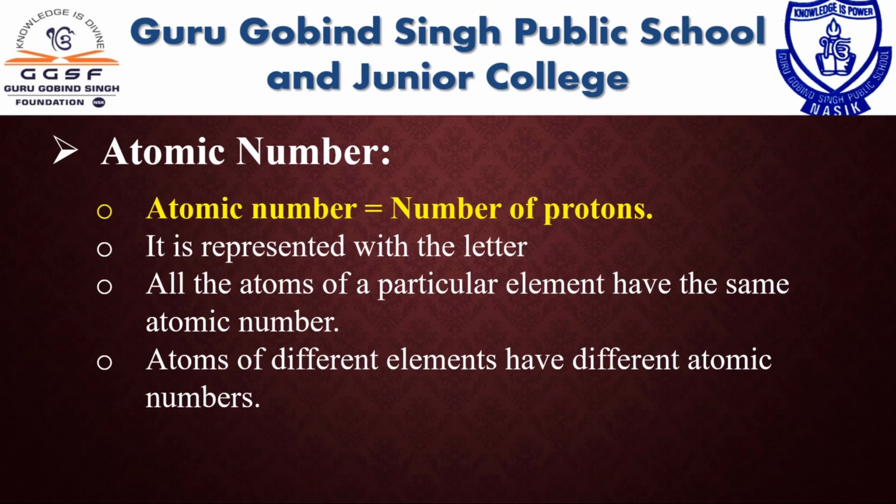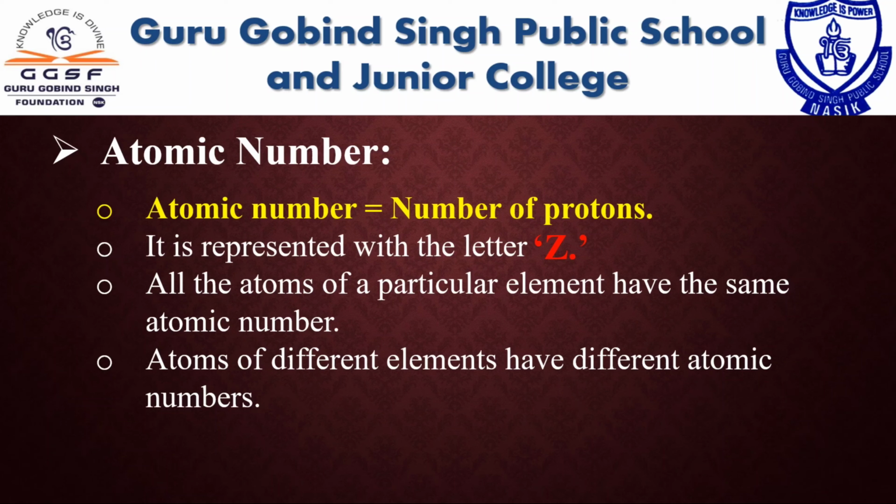The total number of protons in the nucleus, or the number of electrons in an electrically neutral atom, gives us the atomic number of that atom. It is represented with the letter Z. All the atoms of a particular element have the same number of protons and hence the same atomic number. Atoms of different elements have different atomic numbers.